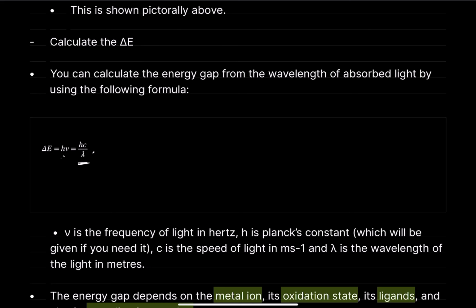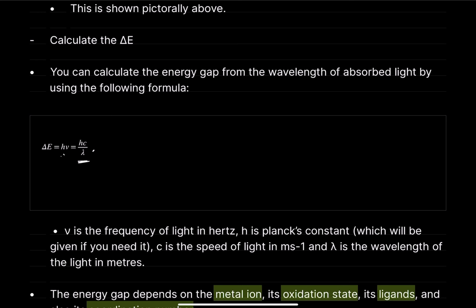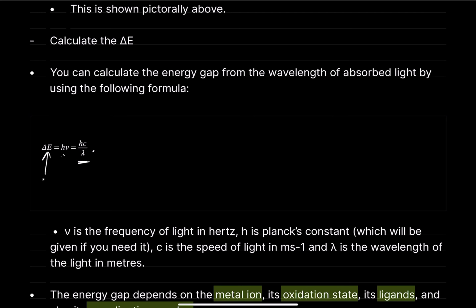So what is hv? What's hc over lambda? I probably should have gone through that part first, right? So delta E is the energy gap, in kilojoules or joules per mole, right? h is something we call Planck's constant. Now, this is more of a physicsy constant, and they give this to you in your exam, so you don't have to memorize it, but I have it with me here.